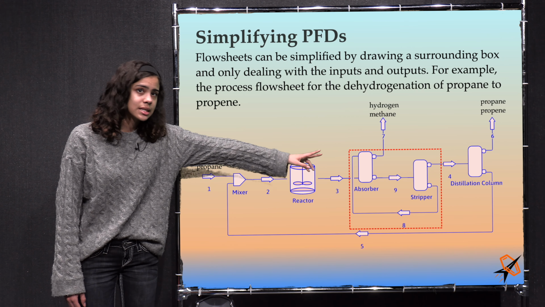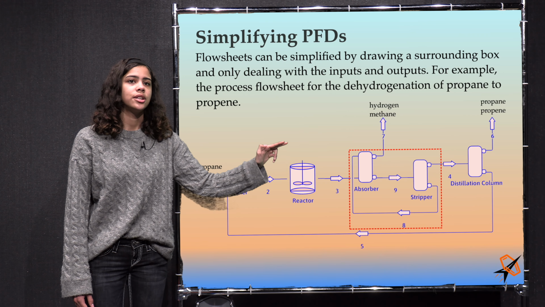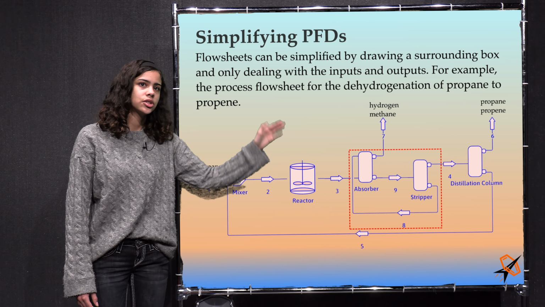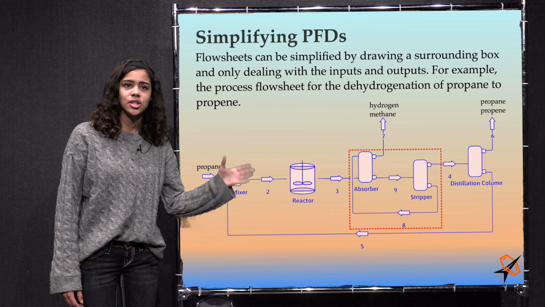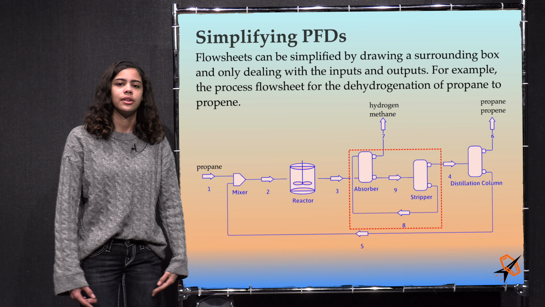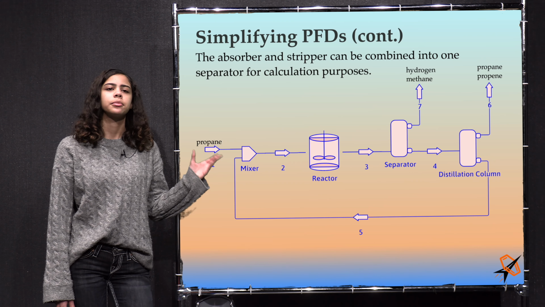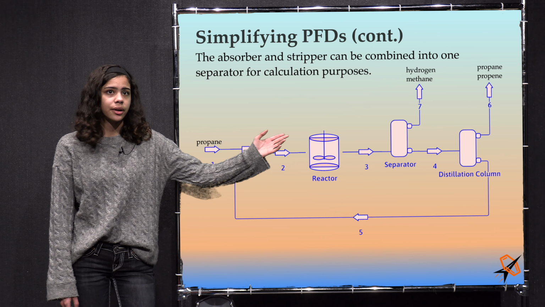If you look at the dotted box in the diagram, you have one flow stream entering, stream 3, and two streams exiting, stream 7 and stream 4. The compositions of those two flow streams are different, so the bounded area meets the definition of a separator. Here, we show the process flow diagram where we replace the absorber and stripper with a separator.